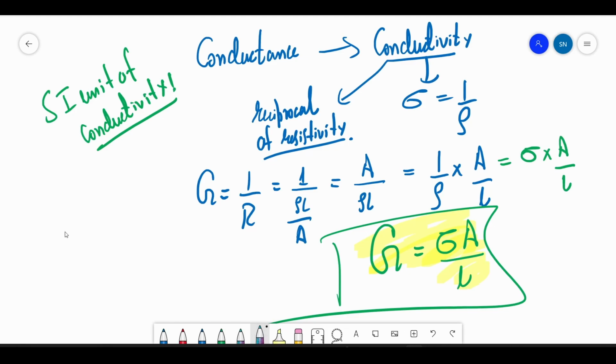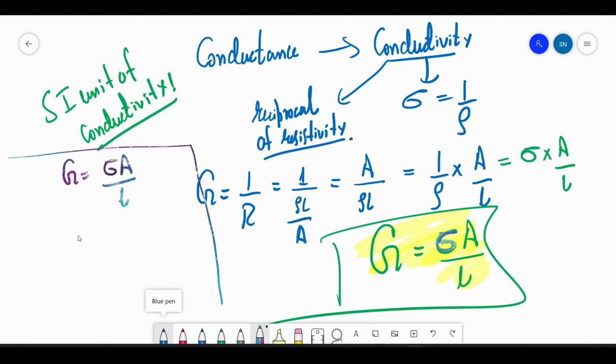In order to find the unit of any quantity, I must know in which equation it lies. So this time, if I'm asking you to find the SI unit of sigma, do you know in which equation it lies? It lies in this equation: G is equivalent to sigma A upon L, right?